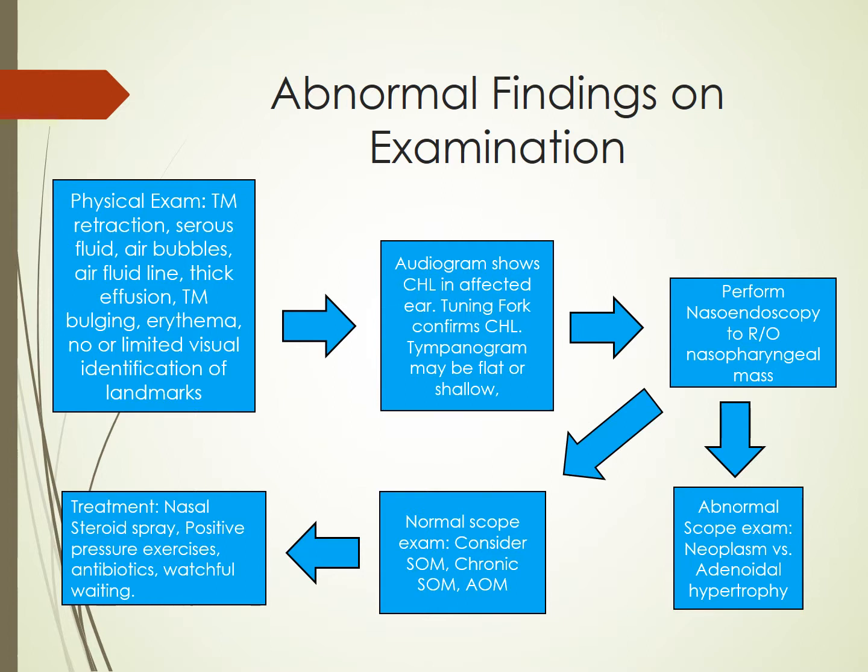I would like to point out on this slide that those clinicians that have the ability to perform a nasal endoscopy, should they find a nasopharyngeal mass, will need to make an immediate referral to the ears, nose, and throat surgeon. Should the clinician find no abnormalities upon nasopharyngeal exam, and the patient has an acute serous otitis media, treatment options could include a nasal steroid spray, as well as positive pressure exercises and watchful waiting. Should the patient have a chronic serous otitis media or a chronic otitis media, after 2 to 3 months of unimproved symptoms, the patient should again be referred to the ears, nose, and throat surgeon.